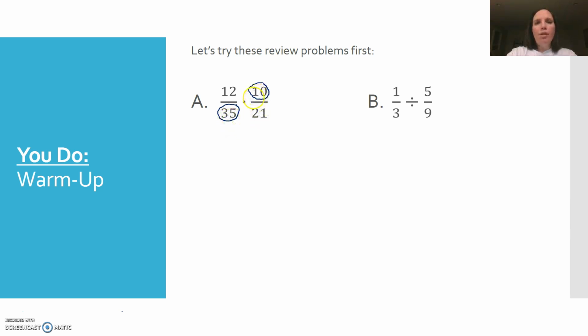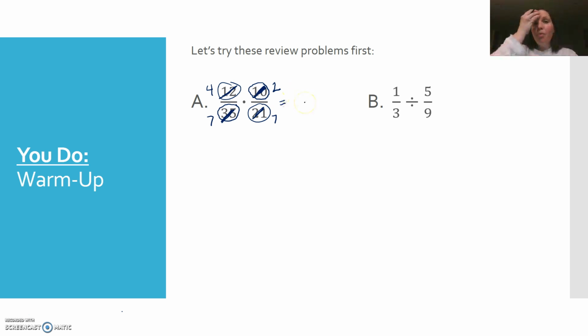But if I do my cross canceling, so 10 and 35 both have 5 in common as a factor. So if I divide by 5 and divide by 5, and then I look across from each other, the 12 and the 21, they both have 3 in common. So there's a 3 divided by 3 and divided by 3.